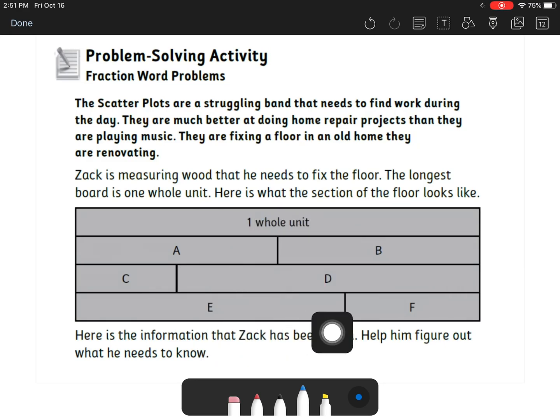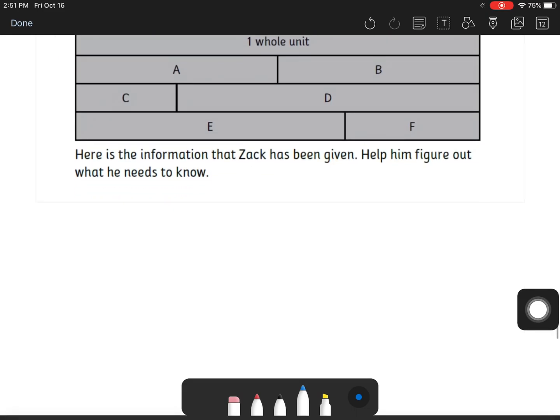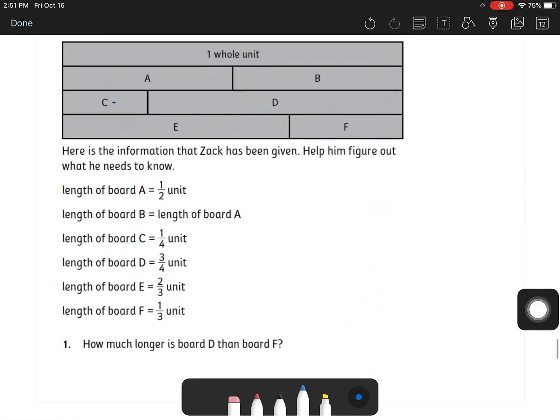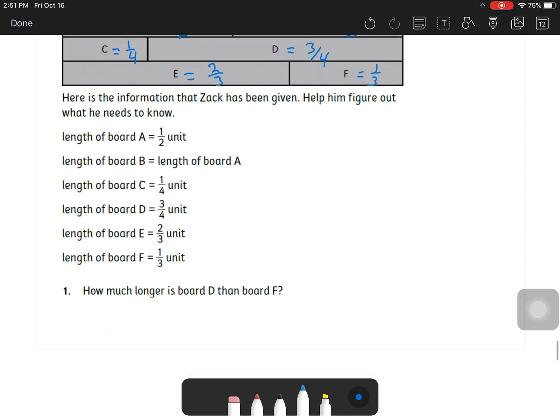Here's what the rest of the floor looks like. So you've got these boards A, B, C, D, E, and F, okay? So here's the information that Zach has. The length of board A is equal to 1/2, so I'm going to put a 1/2 there. B would also have to be 1/2, if A is 1/2. C is 1/4, so that equals 1/4. And D is 3/4. E is 2/3. And F is 1/3, and that looks about right.